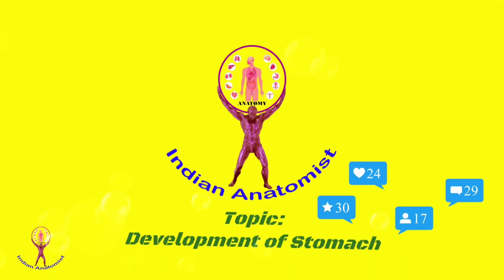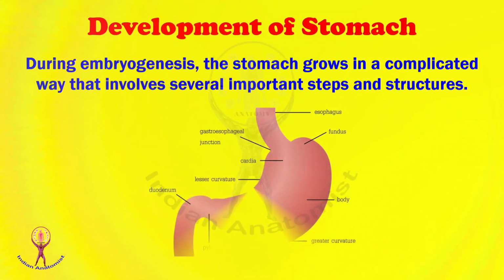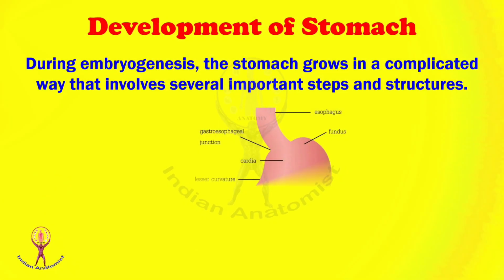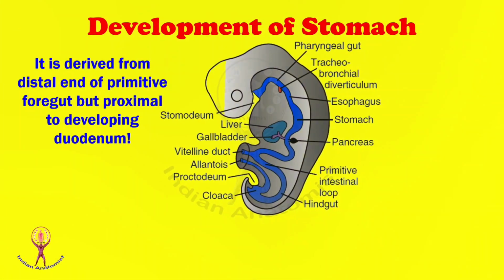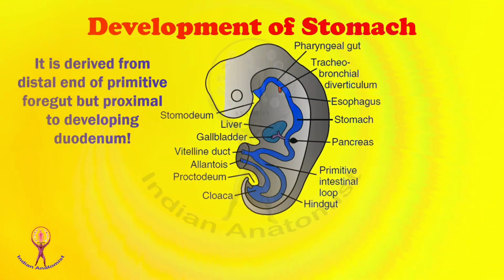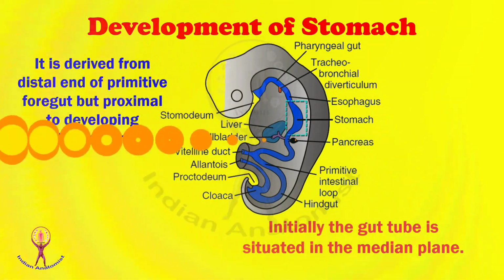Today I am going to explain the development of the stomach. During embryogenesis, the stomach grows in a complicated way that involves several important steps and structures. The stomach is derived from the distal end of the primitive foregut but proximal to the developing duodenum. Initially, the primitive gut tube is situated in the median plane in the intraembryonic coelom.